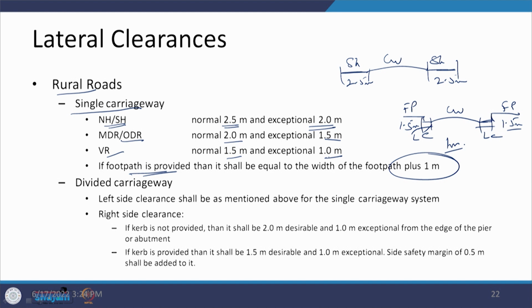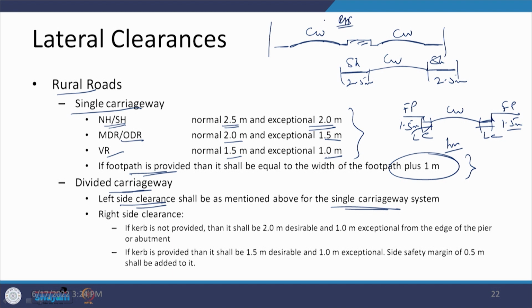Now, if we have a divided system, in the case of a divided system what are we going to have? Say we are talking about a carriageway like this, and then there is a median and again a carriageway here. Then what type of clearances are we trying to ensure? The left hand side remains the same as we have discussed for the single carriageway. That means it can be like this or this way, depending on whether the footpath is provided or not. But when we look at the right hand side, for this traffic or for this traffic, there is a median being provided.